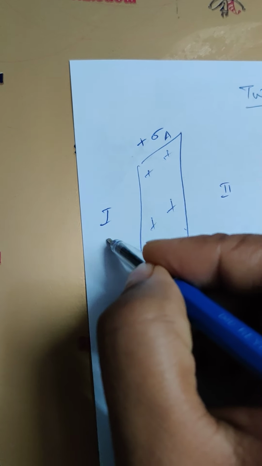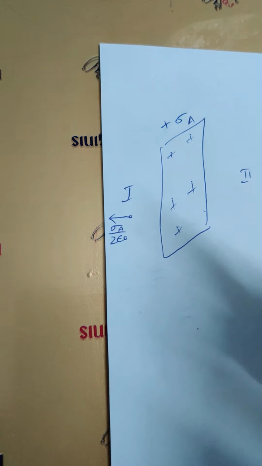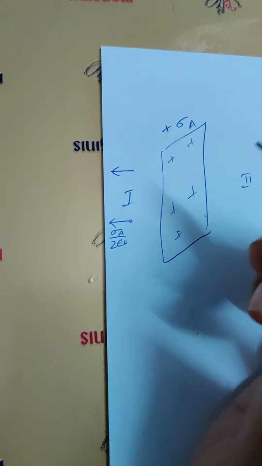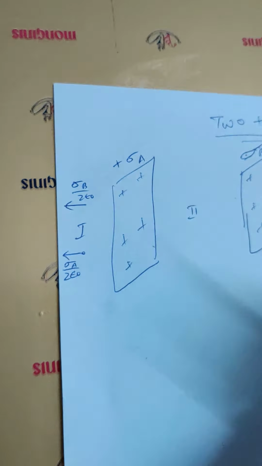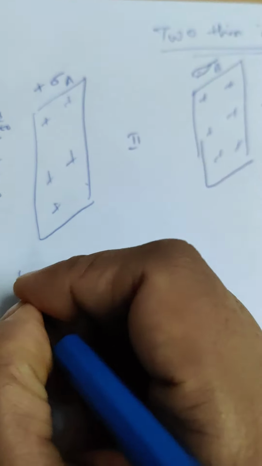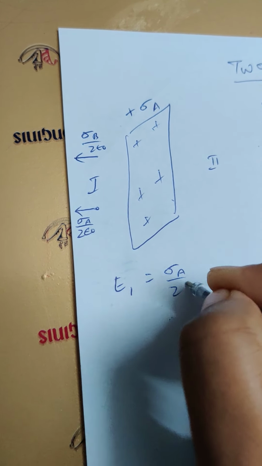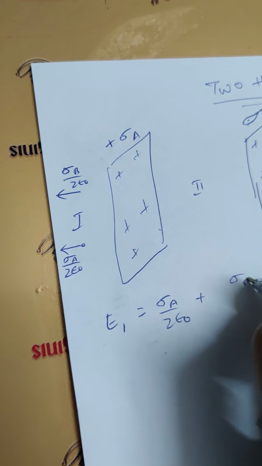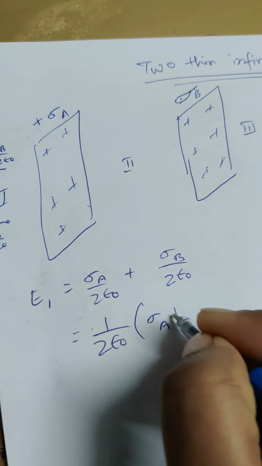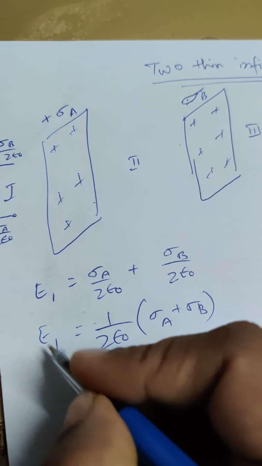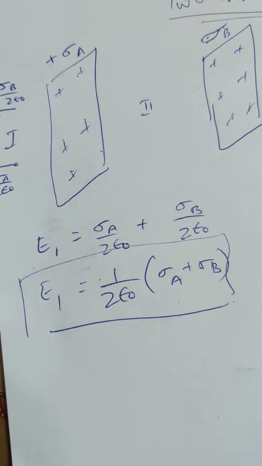Due to this first sheet A, the electric field is in this direction, sigma A by 2 epsilon naught. Due to this sheet also, the electric field is directed away, and it will be sigma B by 2 epsilon naught. Okay, so in region 1 the electric fields will add, and you get sigma A by 2 epsilon naught plus sigma B by 2 epsilon naught. Taking 1 by 2 epsilon naught common, sigma A plus sigma B is left. This is in free space, that's why we have taken epsilon naught. If it is in any other medium it will become epsilon. Okay, this is in region 1.